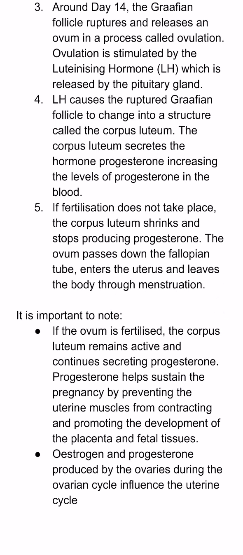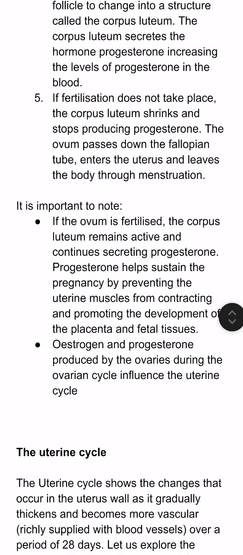And then the luteinizing hormone causes the ruptured follicle to change into a structure called the corpus luteum, and the corpus luteum secretes a hormone, progesterone, increasing the level of progesterone in the blood.